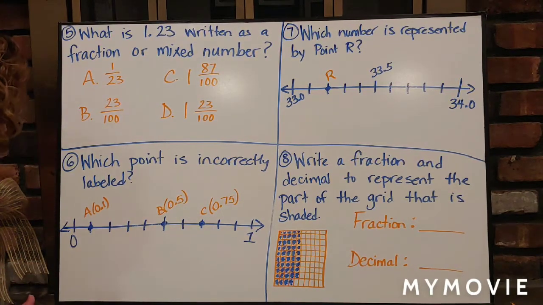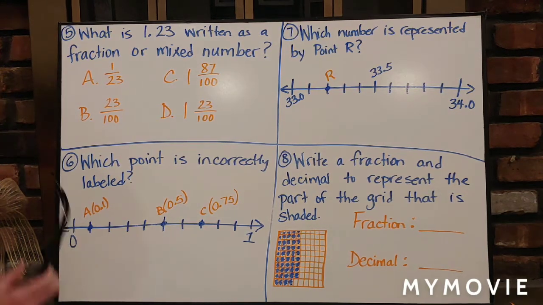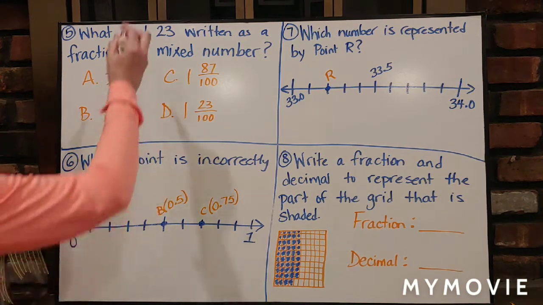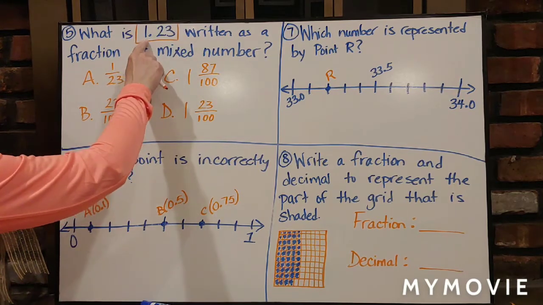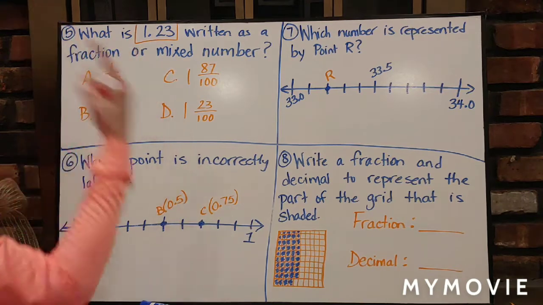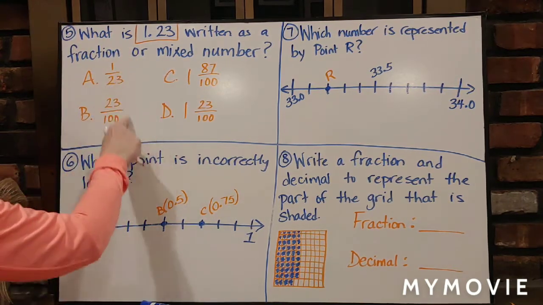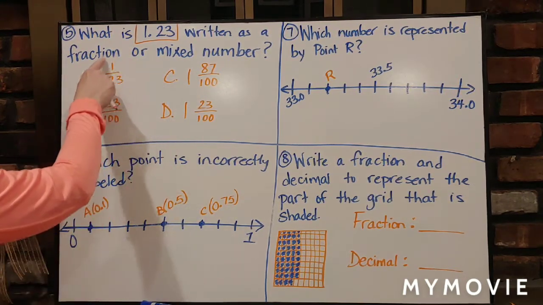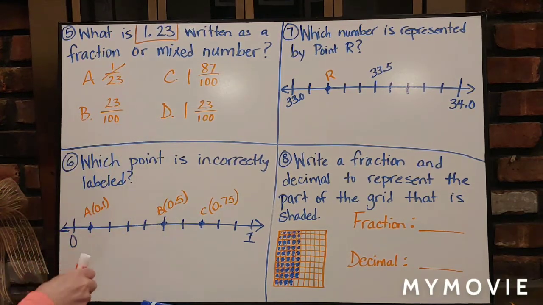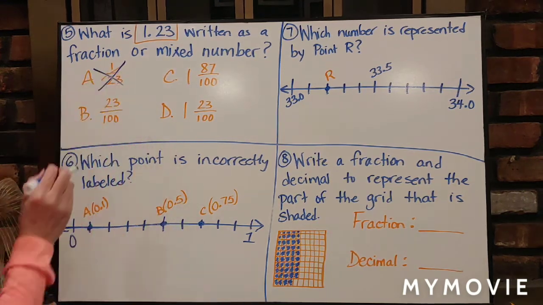All right, number 5. It says, what is 1 23 hundredths written as a fraction or mixed number? So let's look at this. 1 23 hundredths. This 1 is in the ones column. It means 1 whole. So let's just do a look. Does this have a 1 whole? No, it doesn't. It only has a fraction. So that's, let me get the blue so it's easier to see. So this is not an answer.